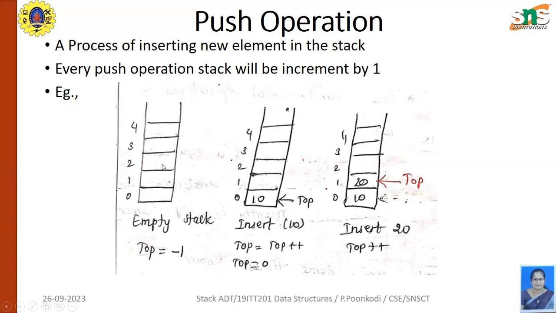While performing the operations, we use one pointer, top. Next, if you want to insert 10, the top pointer will be incremented by 1, and now the top points to index 0. Next, if I want to insert 20, the top value is incremented again, and the top points to index 1. So while performing insertion operations, the top of the stack pointer is incremented by 1 and the newly arrived value is inserted.